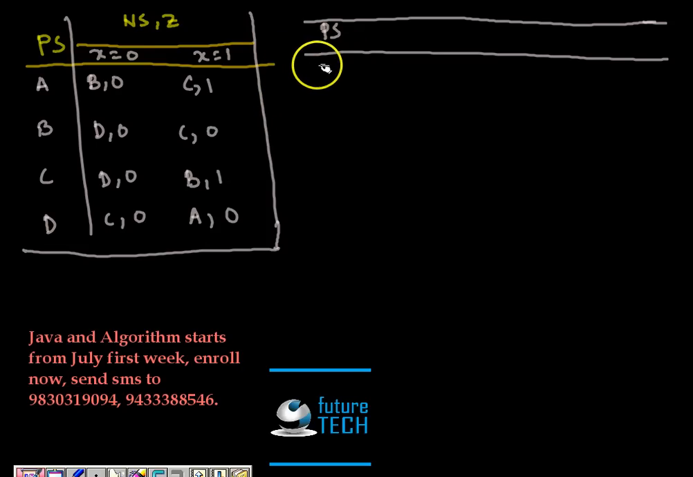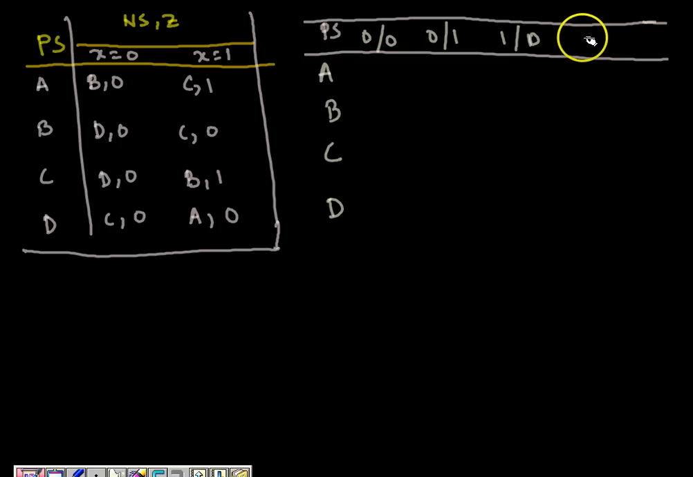So first list the given states A, B, C and D. Then the input output combinations: for 0 input 0 output, then for 0 input 1 output, then for 1 input 0 output, and then 1 input 1 output. Remember this thing, that this is the input and this is the output.